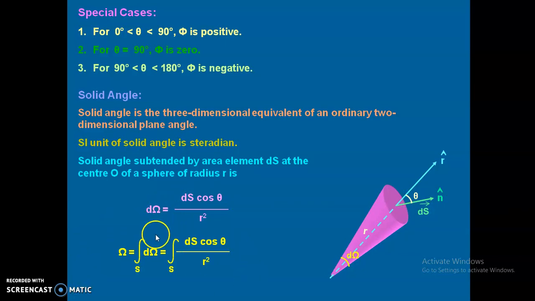So now the total solid angle, integration of d omega, is equal to the surface integral of dS cos theta by r square, which is equal to 4 pi steradian, because the total angle subtended at the center of the sphere will be 4 pi, 360 degree, as you must know from geometry. So the total solid angle at the center of the sphere would be 4 pi steradian. Clear? So this is the description of the solid angle.